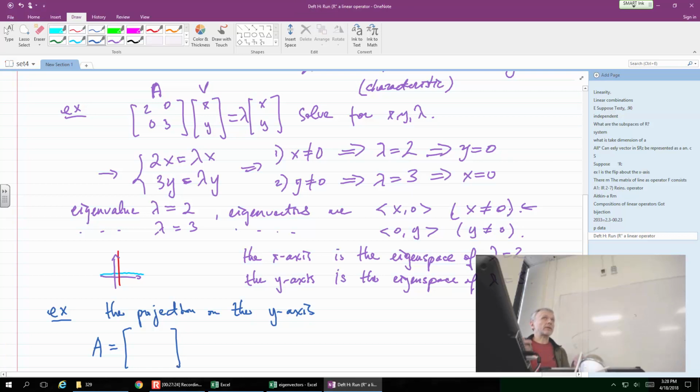Once again, don't try to think about the whole thing at once. All you have to do is look at where the unit vectors go. If you find those two vectors, those will be the two columns of your matrix.